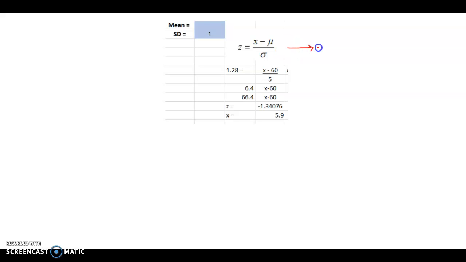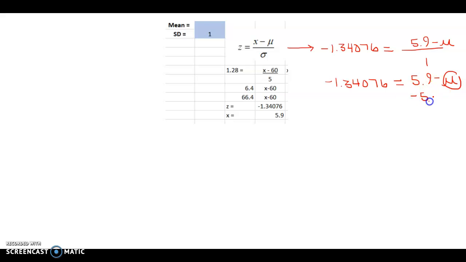So let's plug everything in that we do know. We know z is negative 1.34076. We know x is equal to 5.9. We don't know mu, and we do know sigma is 1. Well, that's nice. We usually would have to divide or multiply both sides by sigma to get rid of that fraction. Well, 1 times negative 1.34076 is equal to negative 1.34076. So we now have that equal to 5.9 minus mu. We're trying to solve for mu, so we're going to have to subtract 5.9 from both sides.